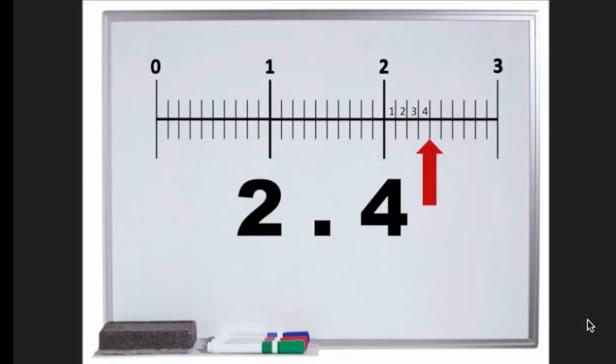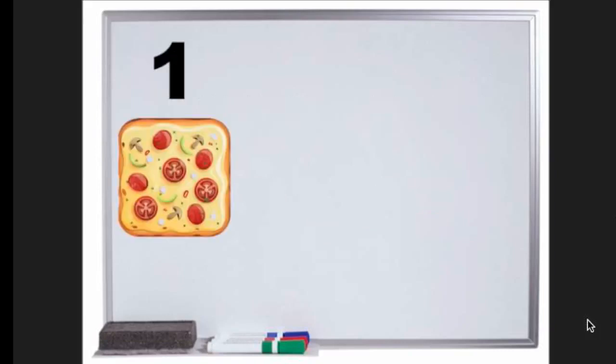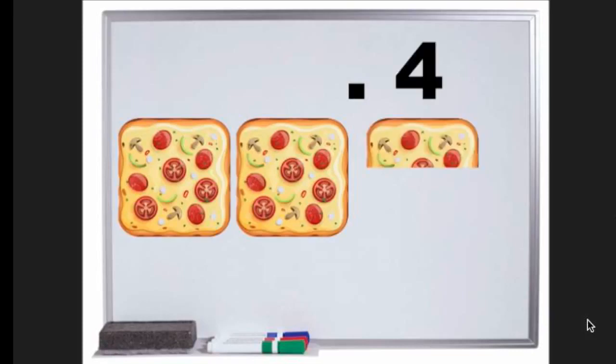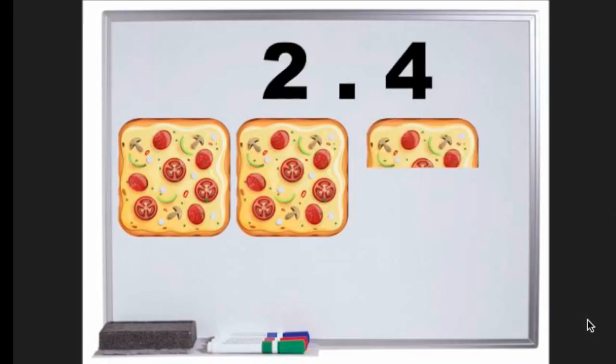Let me show you how this looks using pizza. This is 1 pizza. Here we have 2 pizzas. Here is where our decimal point would go if we knew that we had more than 2 pizzas and less than 3 pizzas. This is what 2.4 pizzas look like. See, we have 2 whole pizzas and only part of the next pizza.